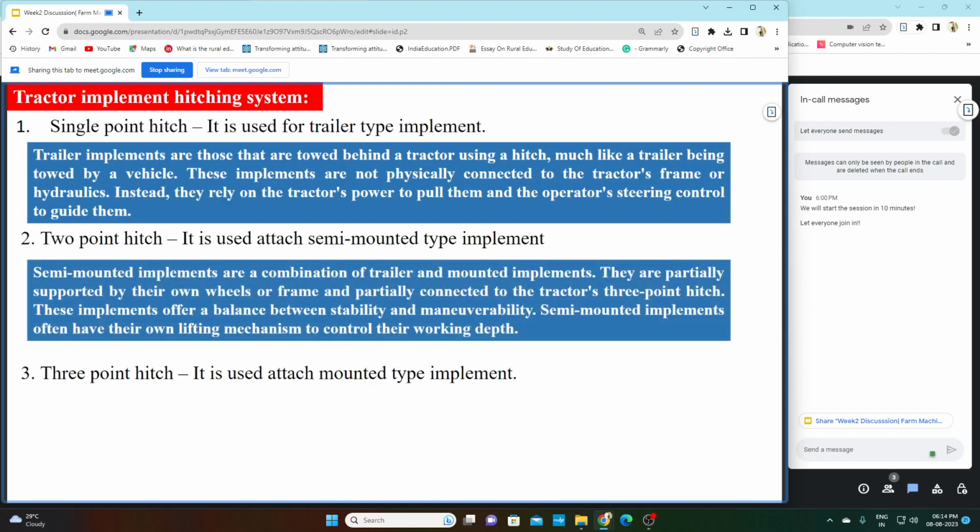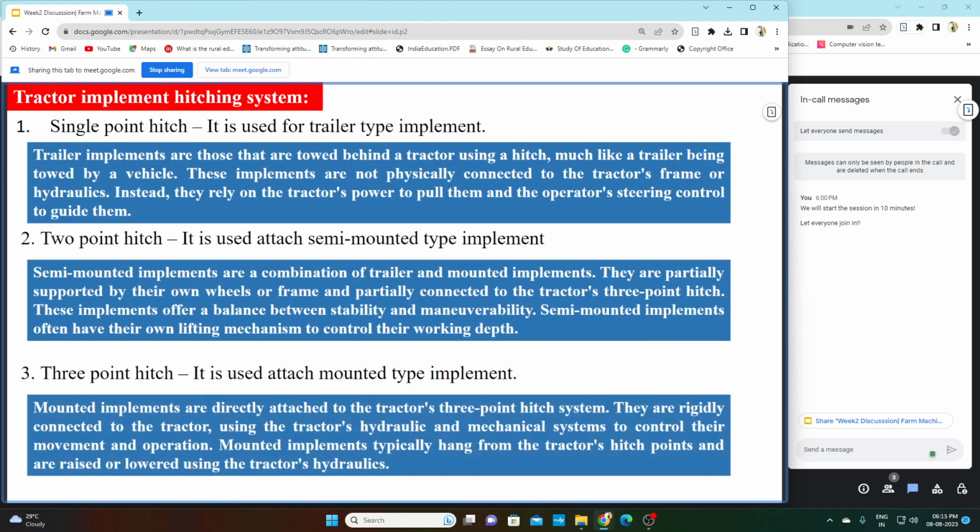The second implement is semi mounted implement. Semi mounted implements are a combination of trailer type and mounted implement. Mounted we will see next. They are partially supported by their own wheels or frame and partially connected to the tractor. We connect them to the 2 point hitch, only the two lower links, not the top link. These implements offer a balance between stability and maneuverability. Semi mounted implements often have their own lifting mechanism to control their working depth.